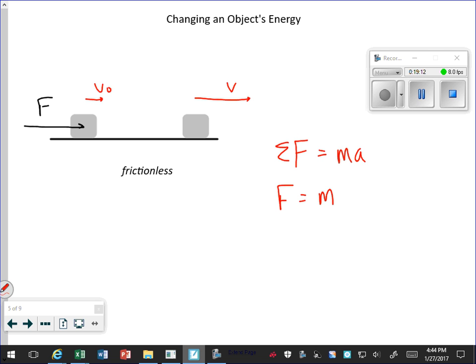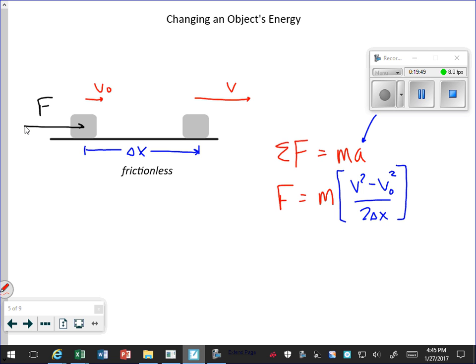Now, let's say that as this thing moves, as it transitions, let's say, from speed v naught to speed v, it moves through some displacement delta x. Well, I can actually write a in a different way from kinematics. I can write a as v squared minus v naught squared over 2 delta x. If you don't believe me, rearrange, find that equation that has all that stuff in it, and you can prove that a is equal to that stuff.